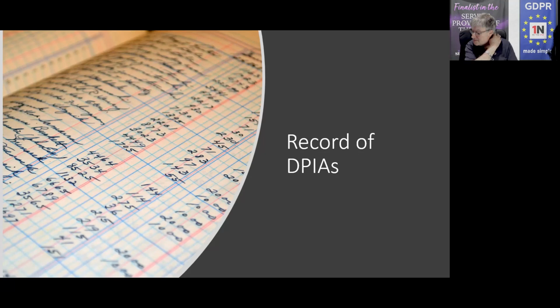And most people, if they have a lot of them, I mean, it depends. You might only have 1 or 2, in which case there's no point keeping a register of them and just keep them. But if you've got 50, you might well want to keep a register of your DPIAs so that you can find them again when you need to.